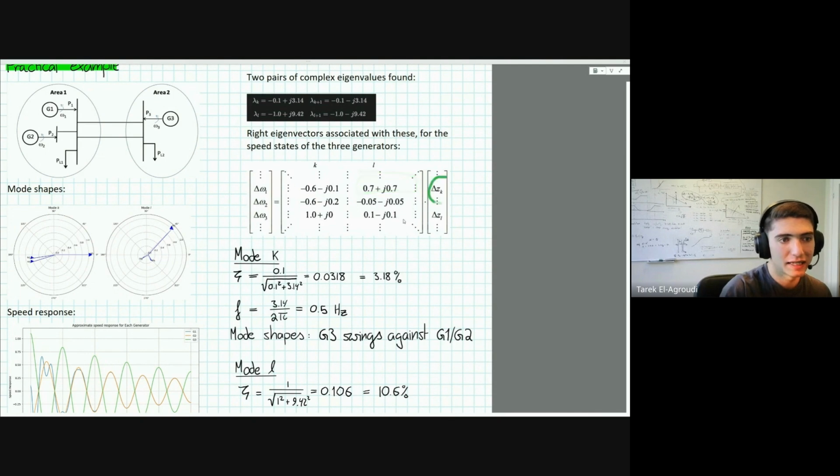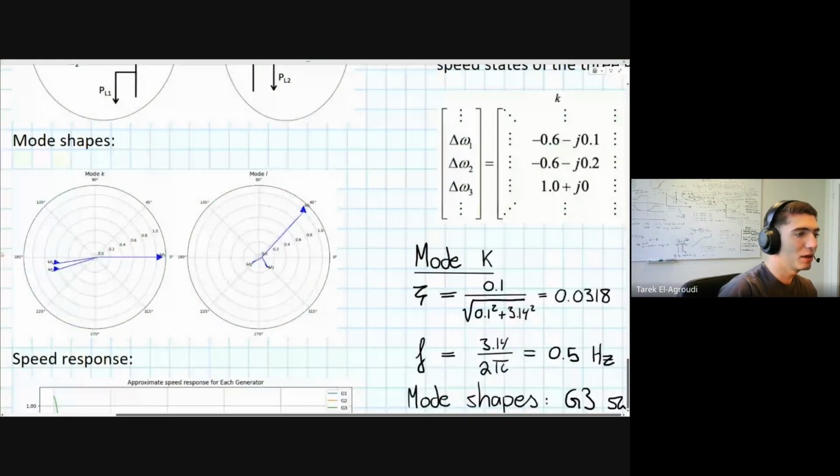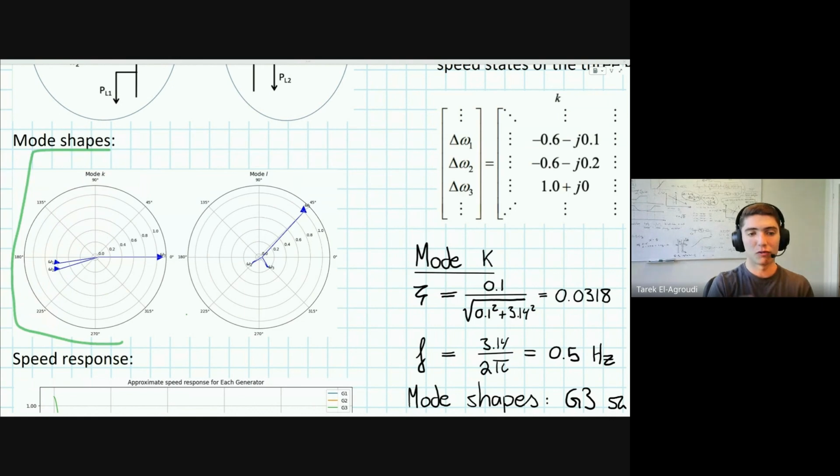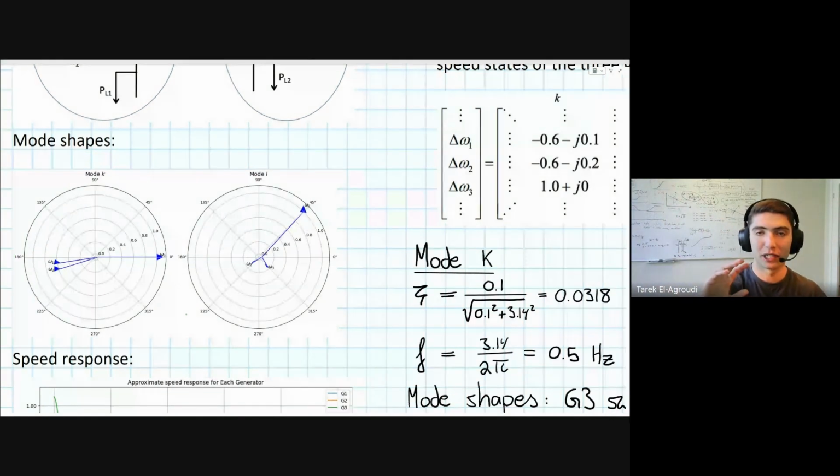While the K mode, so the one with the 0.5 hertz and low damping, it's present in all 3 generators. And if you plot these complex number coefficients, you get these mode shape plots. You can get these for real big power systems, which is pretty cool because then for every generator, you can see how much of each mode is present in that generator.